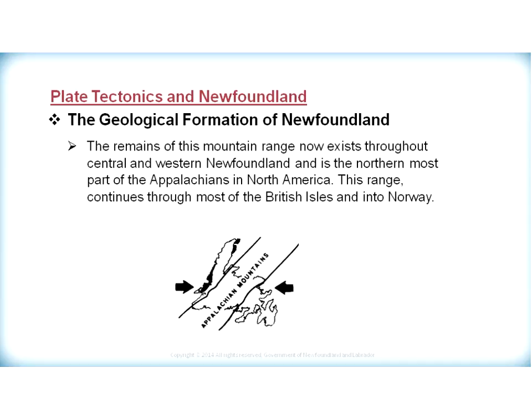Once the collision occurred, the remains of a mountain range now existed throughout the central and western portions of what would become Newfoundland, and the northernmost part of the Appalachian Mountains was located in North America. This range continues throughout most of the eastern portion of North America and continues over into the British Isles and up into Norway. So if we look at the diagram down below, we see the North American plate, which is located on the left side, and the African plate, which was located on the right side of Newfoundland, and the Appalachian Mountains are the remnants of a closing ocean floor some 350 million years ago. This now is seen in the rocks within Newfoundland and Labrador.